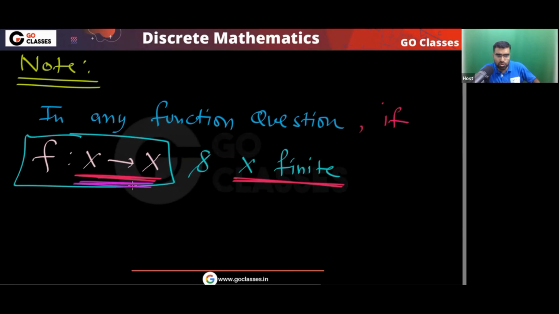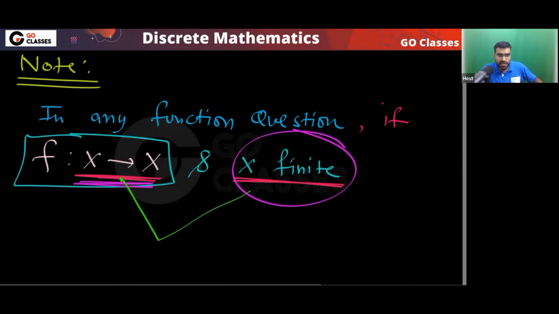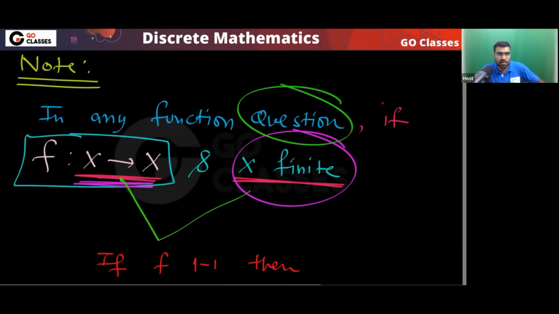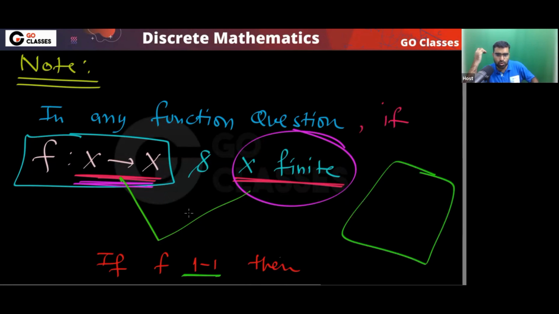Whenever you see this combination, X to X and X is finite, immediately you should remember that if it is given that f is 1-1, then when you are solving this question, you should also write that f is onto.